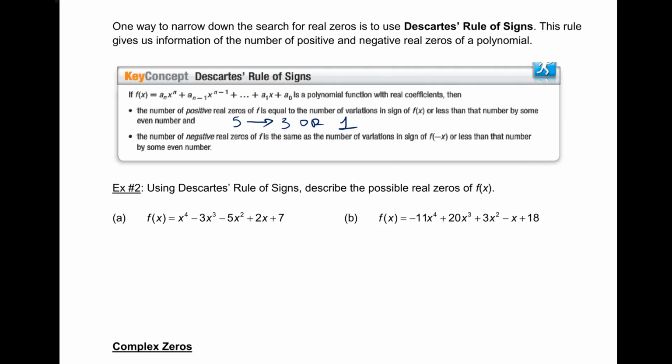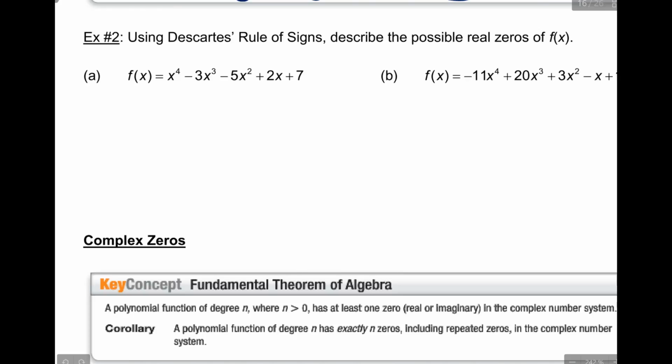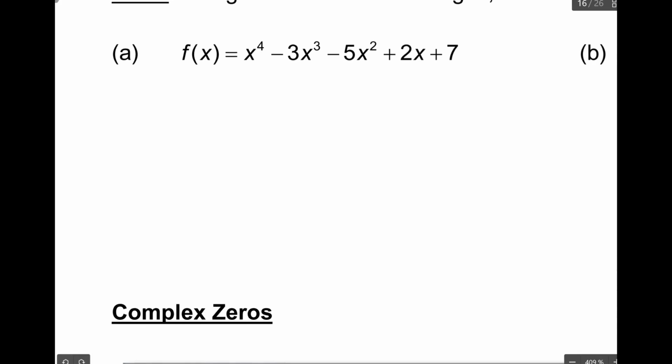The number of negative real zeros of f is the same as the number of variations in sign of f of negative x, or less than that number by some even number. So let's say if I plug in negative x into f of x, and there's 3 sign changes, I either have 3 or 1 negative real zeros. Okay, so let's see what this actually means.